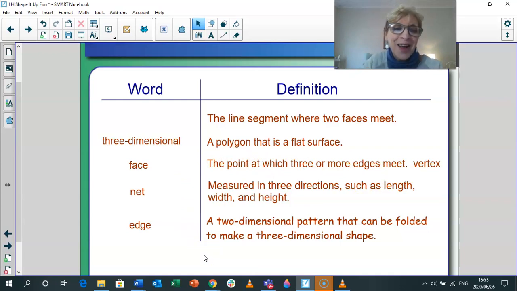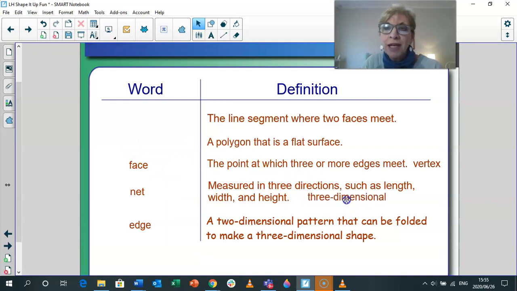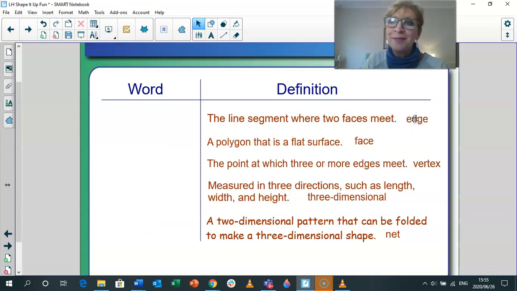It's pointy. What's 3-dimensional? What does that mean? Can you find the right answer? Right, it's a shape that is measured in 3 directions, such as length, width, and height. What's a face? A face is a polygon, or at least 3-sided 2-dimensional shape, flat surface. A net is a 2-dimensional pattern that can be folded to make a 3-dimensional shape. So obviously the edge is a line segment where 2 faces meet.